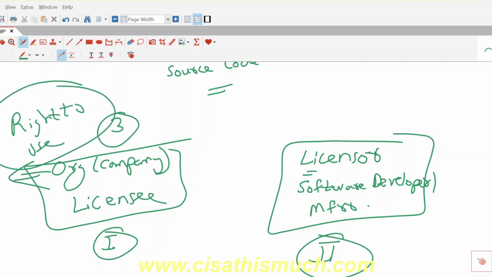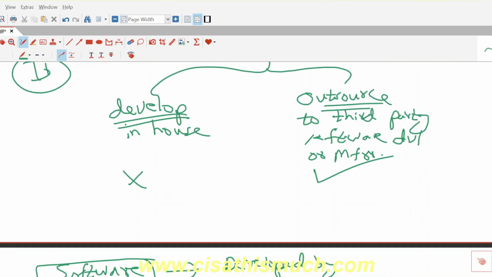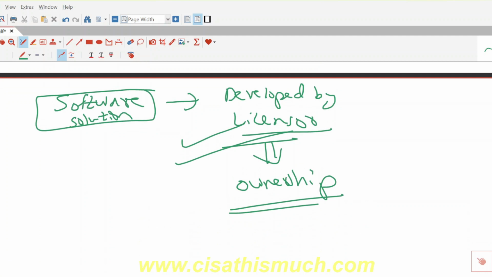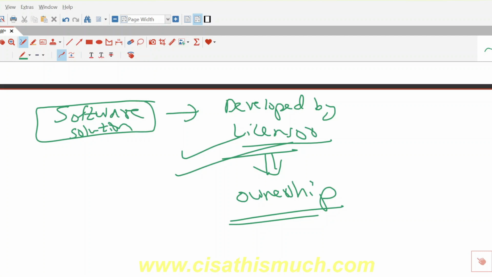We will also look at a sample agreement. I'll show you how the agreement looks and what kind of terms are used there. But I'm just trying to give you the overview, and it's very important to understand these things. So here the owner is not the company. The owner is the software developer, the manufacturer, the licensor, and that's why we use the terms licensor and licensee. So we are not the owner. It is developed by the licensor, so the ownership lies with them.